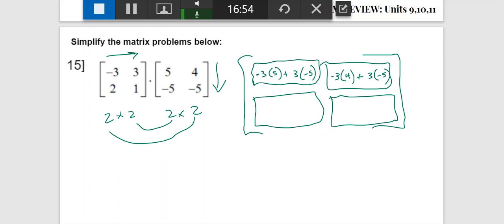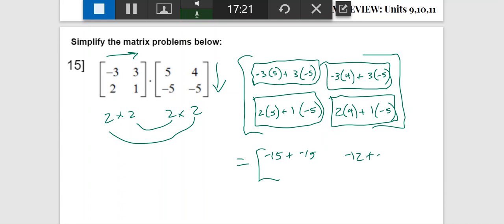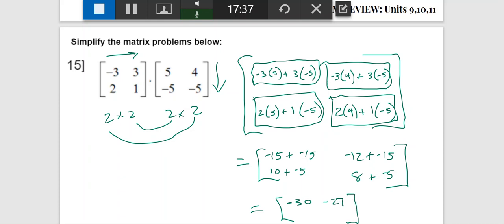Here, I'm going to have 2 times 5 plus 1 times negative 5. I'm going to have 2 times 4 plus 1 times negative 5. All right, which means I'm going to get negative 15 plus negative 15. I'm going to get negative 12 plus negative 15. I'm going to get 10 plus negative 5, and I'm going to get 8 plus negative 5, which means ultimately I get negative 30 and negative 27 and 5 and 3.